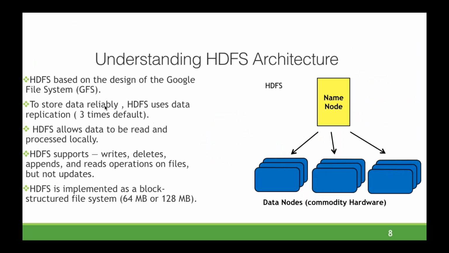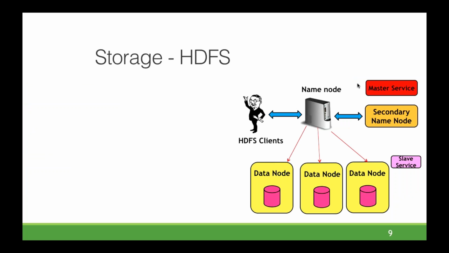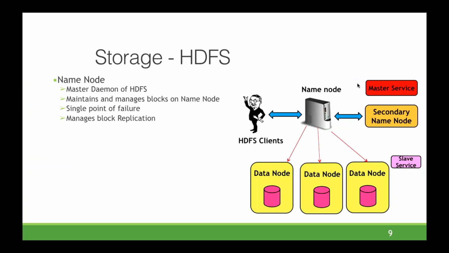So the file is divided into blocks and then stored in the data nodes, and the block information is kept with the name node in the metadata information. So what is the name node? It's the master daemon of HDFS. It maintains and manages blocks, and it is a single point of failure.